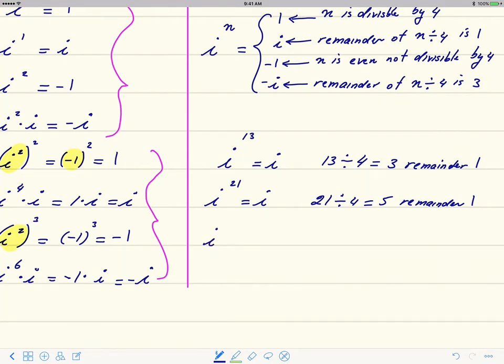Let's take i to the power of 82. Now 82 is even, but not divisible by 4.